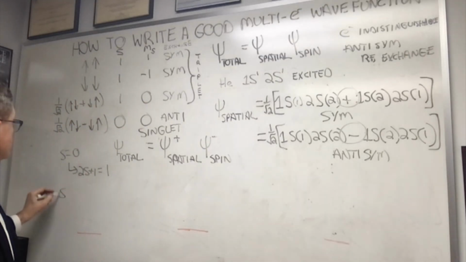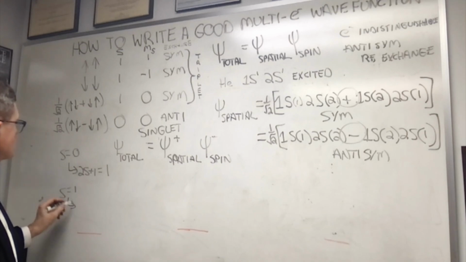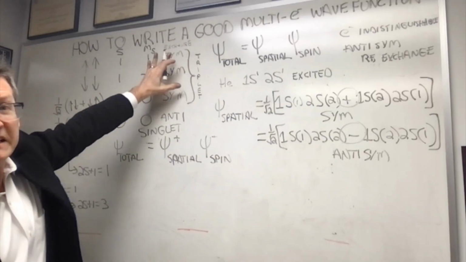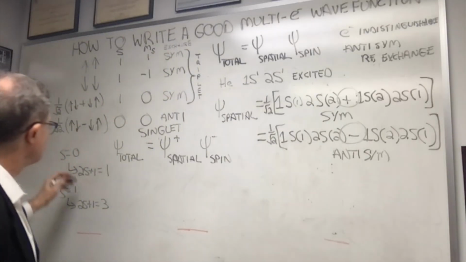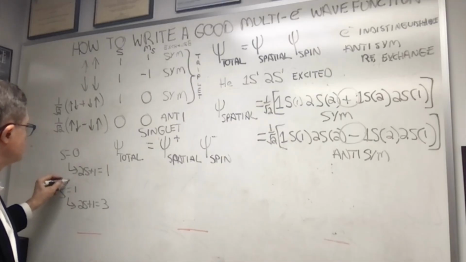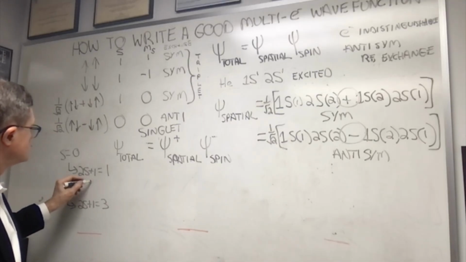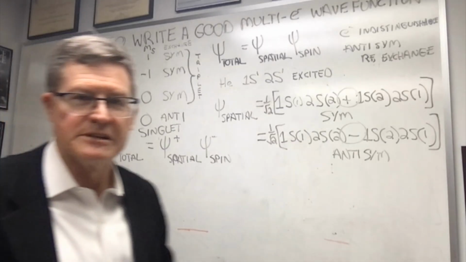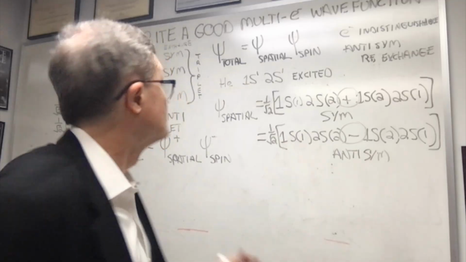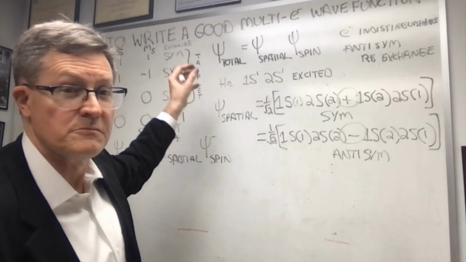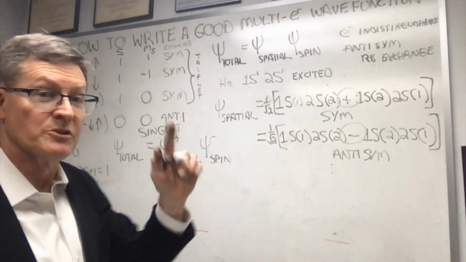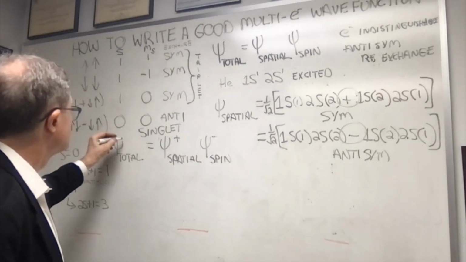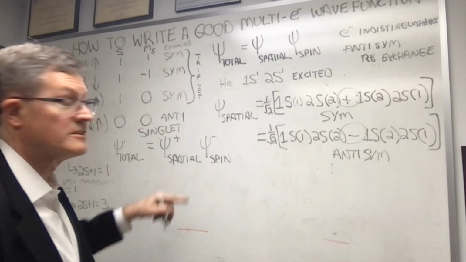Up here, we had s equals 1. That corresponds to 2s plus 1 equals 3. That's a triplet, a set of triplet states. And we call this, the 2s plus 1, the spin multiplicity. It keeps track of how many spin functions there are. So for the symmetric part, there are 3 that go together. That's a triplet. For the antisymmetric part, there's only 1. That's a singlet. We see that, yes, there's one way to write this that is totally antisymmetric overall.